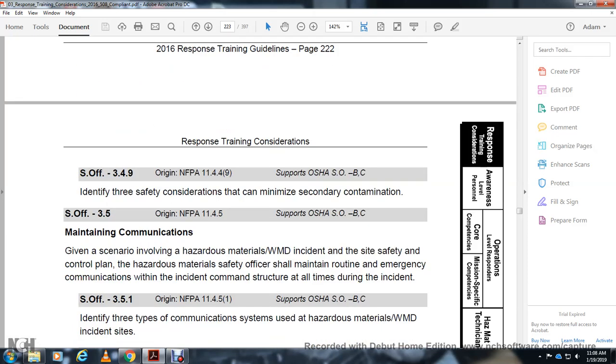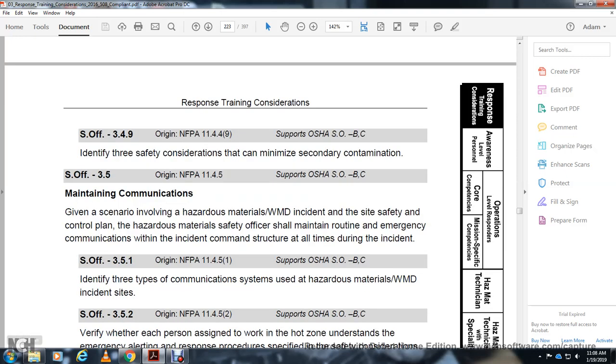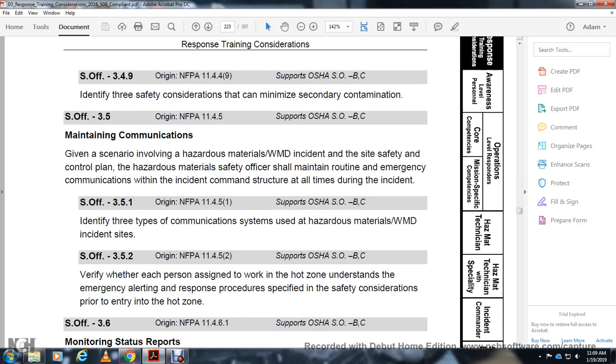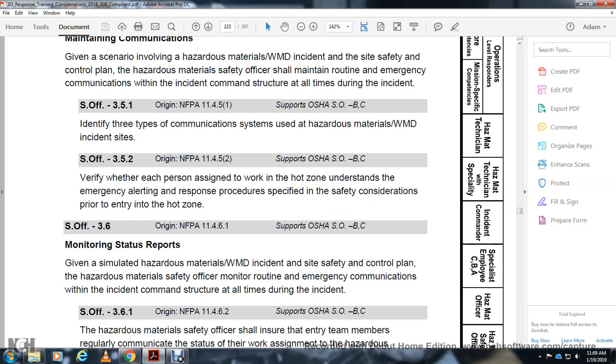Maintaining communication. Given a scenario involving a hazmat weapon of mass destruction incident with the site safety control plan, the hazmat safety officer shall maintain routine emergency communication with the incident command at all times during the incident. Identify the three types of communication systems needed at hazmat weapon of mass destruction incident sites. Verify whether each person assigned to work in the hot zone understands the emergency alerting and response procedure specified in the safety considerations prior to entering the hot zone.